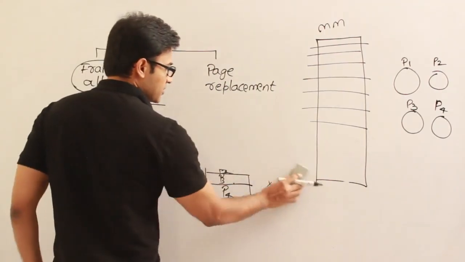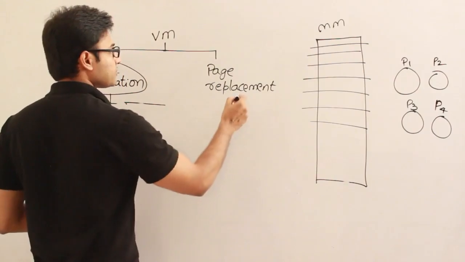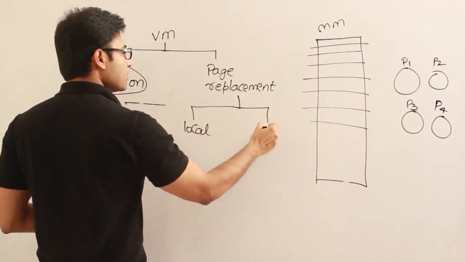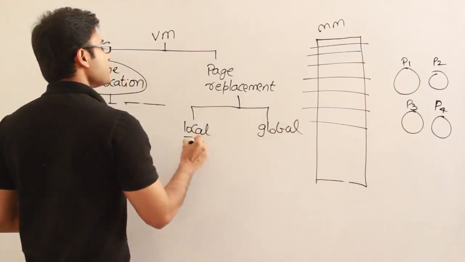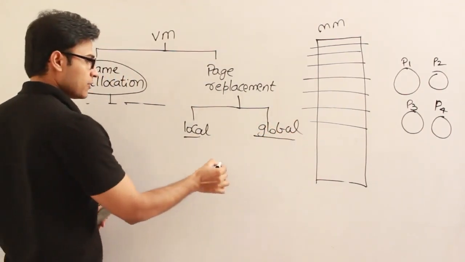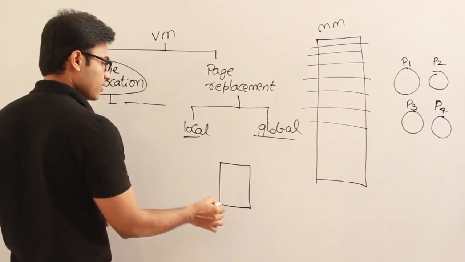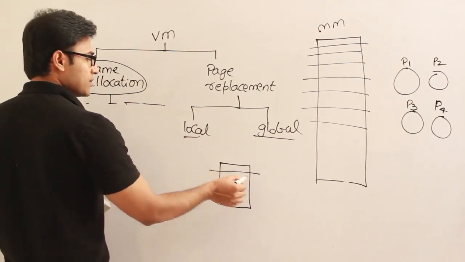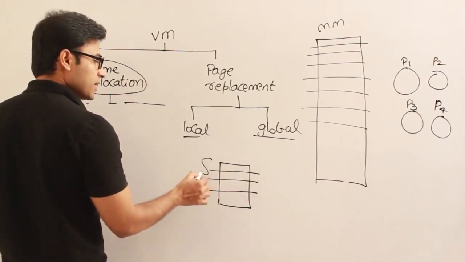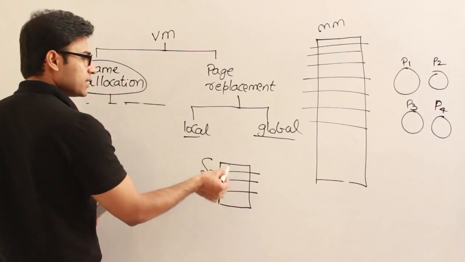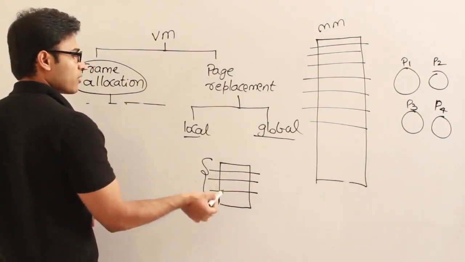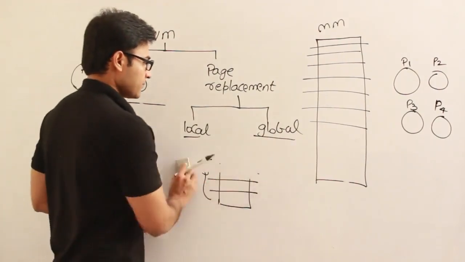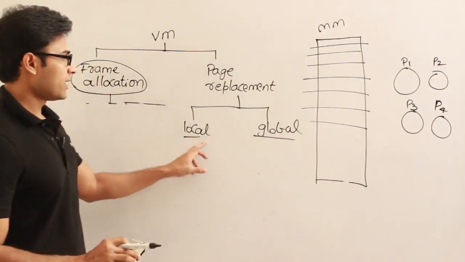And again, page replacement algorithms are of 2 types. One is local and the other is global. Local page replacement algorithm works for static allocation. Static allocation means, once a process has been given 4 frames, then whenever you try to replace any page for that particular process, we replace only from those 4 frames. So there are 2 types of algorithms, local and global.